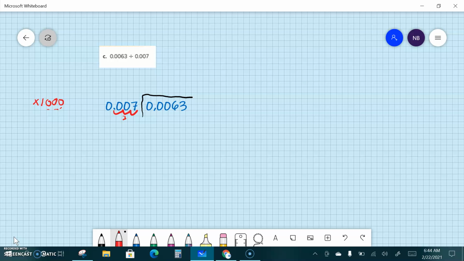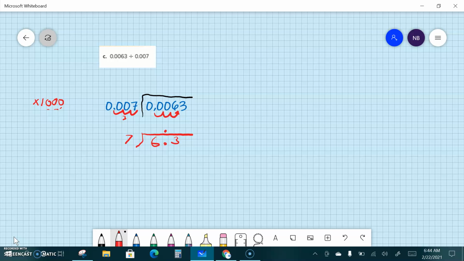Whatever you do to the outside, we have to do to the inside. So we're going to move that 3 spots, 1, 2, 3. Now I have 7 on the outside, and on the inside I have 6.3. We don't have to use those zeros anymore once it moves to the side. Moving that decimal on the outside and inside cleans this up a little bit.